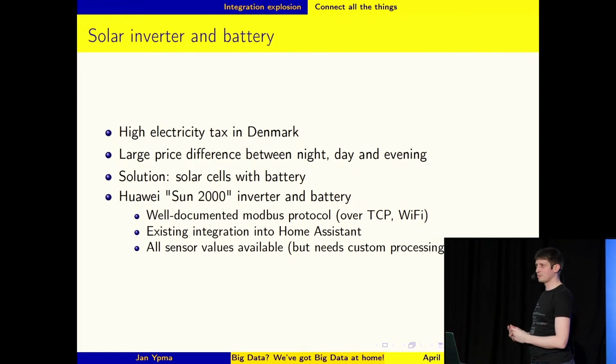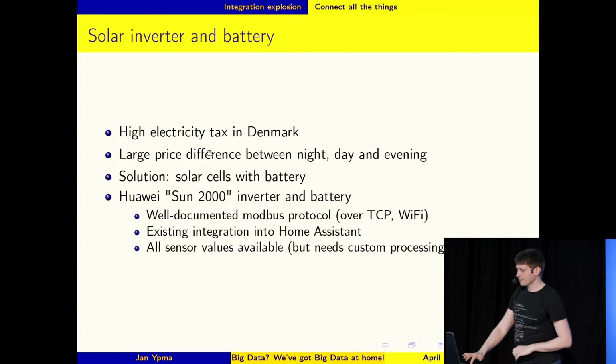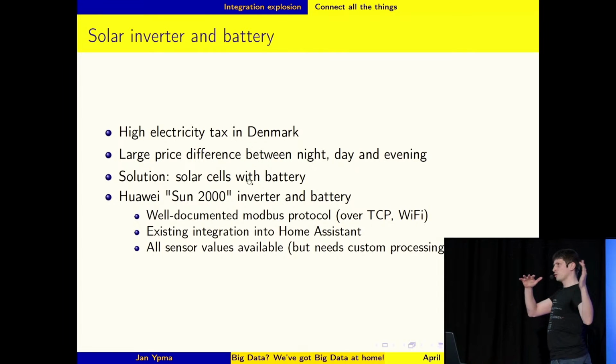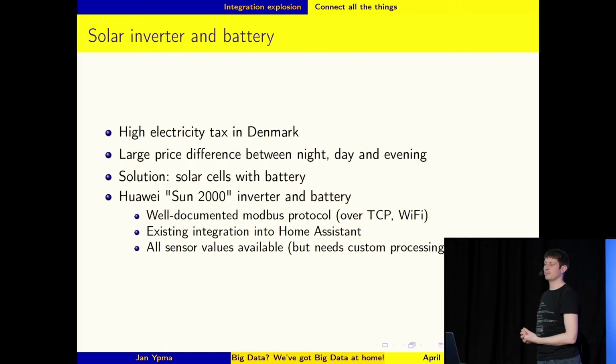And especially in the evening, this is to reduce the load on the net because everybody's cooking with electricity at the same time. Now, this means that if you're looking into solar cells, typically people get a battery as well, because then you can cover both the evening and night, and it makes the whole thing even out a little bit better.